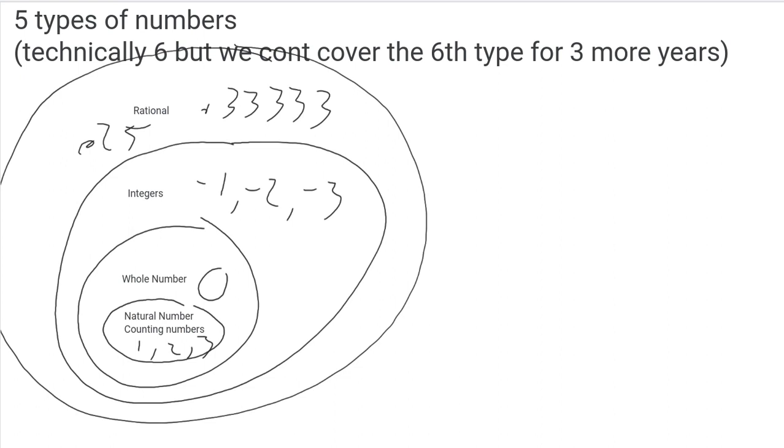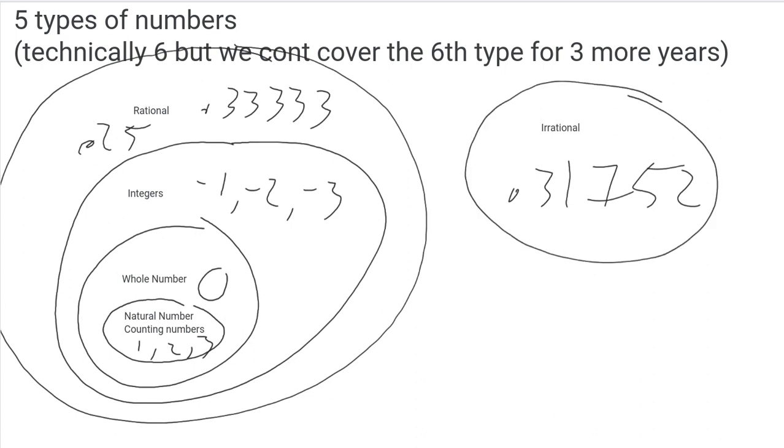And the last type that we're going to talk about is irrational. So irrational is a number with a decimal where we cannot predict the next number. So if I ask for what the next number of that decimal series is, it would be a total guess and you have no idea. Irrational is its own category and doesn't fit with the rest.